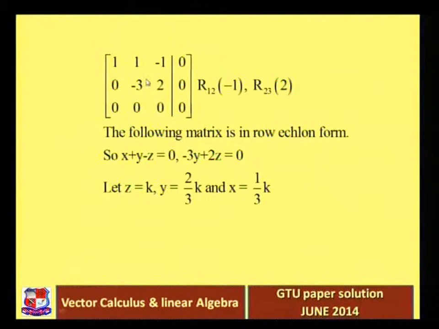So you can see R2 minus R1. The meaning of that term is we are multiplying the first row with minus 1 and adding it into the second row, and multiplying the second row with 2 and adding it into the third row. So that's why our new matrix is 1 1 minus 1, 0 0 minus 3 2 0, right?